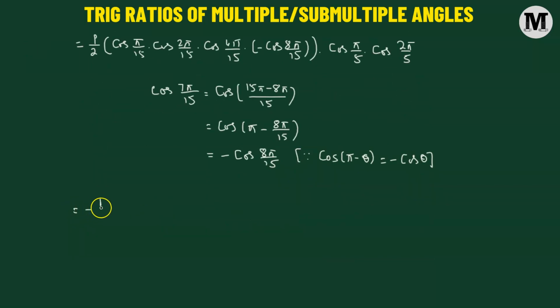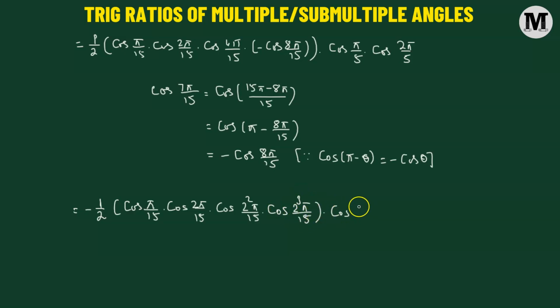Now we have negative 1/2 multiplied to cosine of pi over 15 multiplied to cosine of 2 pi over 15 multiplied to cosine of 4 pi over 15, but we can rewrite 4 pi as 2 squared pi over 15 times cosine of 8 pi over 15, that can be expressed as 2 cube pi over 15 multiplied to cosine of pi over 5 times cosine of 2 pi over 5.